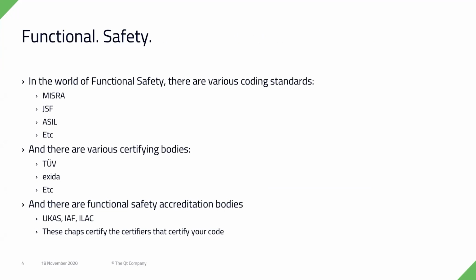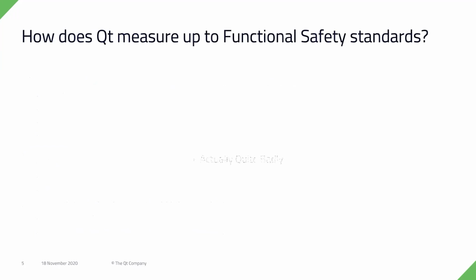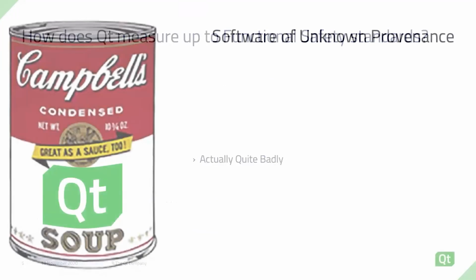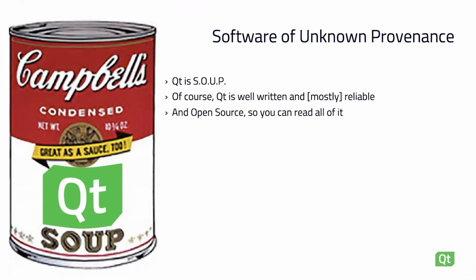So the big question we asked a few years ago is, how well does Qt measure up to these functional safety standards? And the answer is it's not terribly good at meeting these functional safety standards. So Qt itself is what we call software of unknown provenance. If you're familiar with this term, it's SOUP, Qt is SOUP. Of course, by that, I mean Qt is well written and it works pretty much correctly all the time. So it's a reliable framework. And it's open source, so you can read all of it if you want to read all of it.